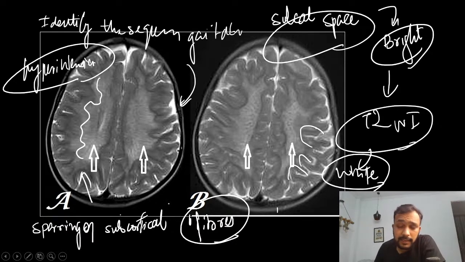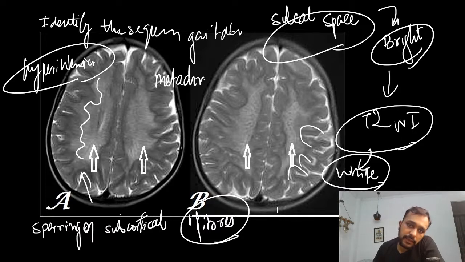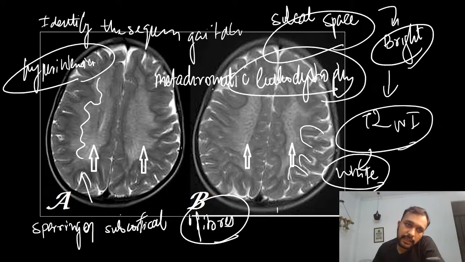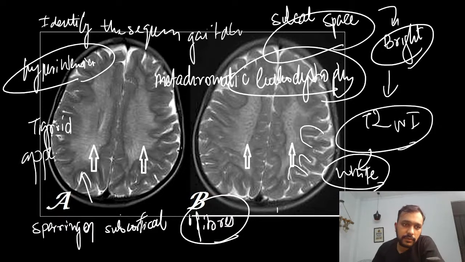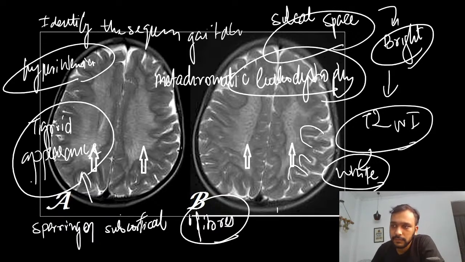So, guys, this characteristic periventricular white matter hyperintensities with sparing of the subcortical U fibers is characteristically seen in metachromatic leukodystrophy. And you can also see that there is a characteristic tigroid appearance that you can see in metachromatic leukodystrophy. Right? Are we clear?